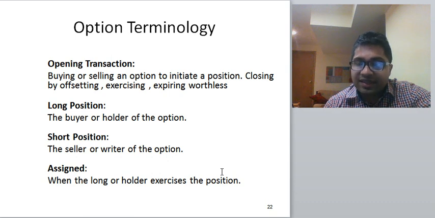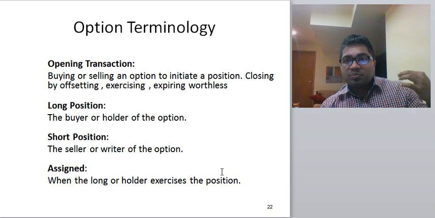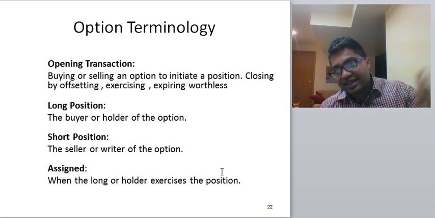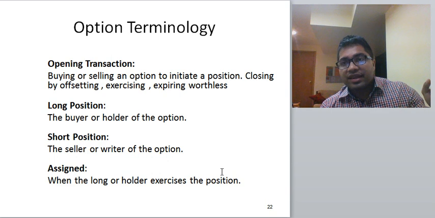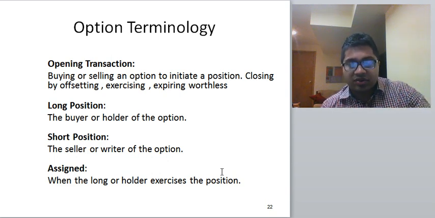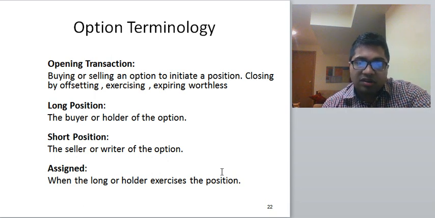Closing by offsetting, exercising or expiring worthless. So you open a transaction by buying an option, but there are different ways to exit. First, if you have bought a call option, to counter it you can sell a call option to close. Then you can exercise if you are in profit, or you can let it expire worthless, so your premium goes away. Long position, the buyer or holder of option is called a long position.